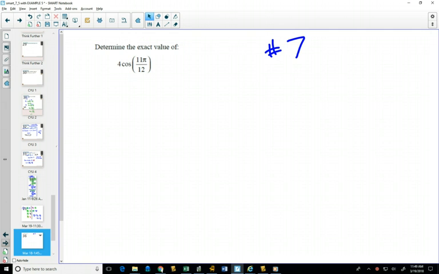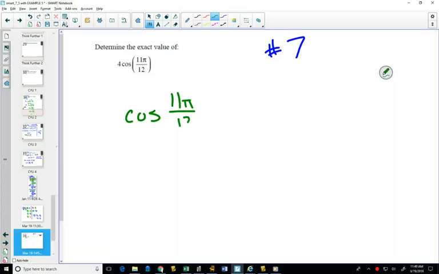So if we find cos of 11 pi over 12 out first, all we'll need to do is take that answer and multiply it by 4, and then we'll figure out what 4 cos of 11 pi over 12 is. So again, cos of 11 pi over 12, let's figure that out first. We start by writing cos.